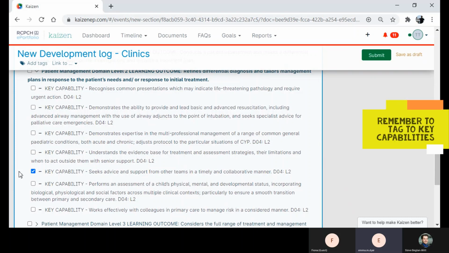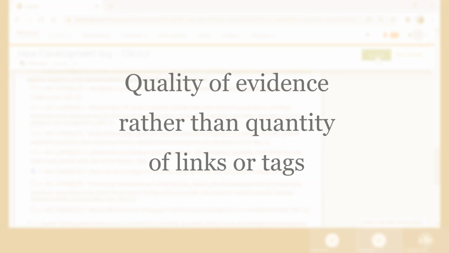Remember, as we said earlier, that it is vital that we tag to key capabilities rather than the overall learning outcomes or domains, as this is what we are evidencing that we've achieved in our curriculum. With tagging, it's all about quality rather than quantity. It's much better to have one or two detailed and reflective assessments where you have really learned something to demonstrate a specific key capability than lots of quick generic assessments tagged to multiple key capabilities.